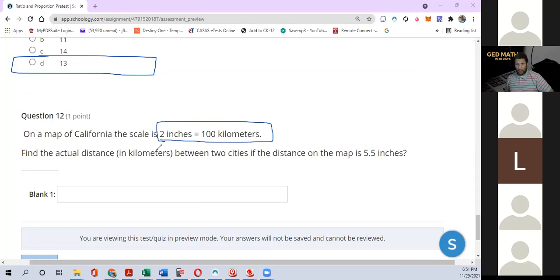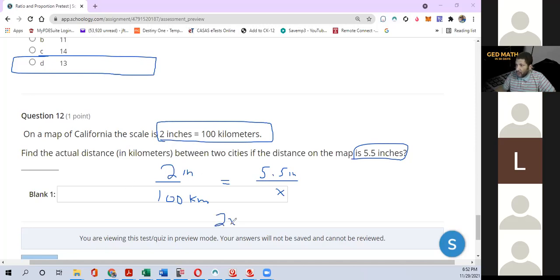Do you need to know what it is to solve this problem? No. The first ratio you know is 2 over 100, 2 inches to 100 km. Equal, set up the proportion, 5.5 inches. Is my 5.5 going to go to the top or the bottom? Top. Inches to inches. Since there's no number I can multiply 2 by to get 5.5, I'm going to cross multiply. 2 times x, 2x is equal to 100 times 5.5.